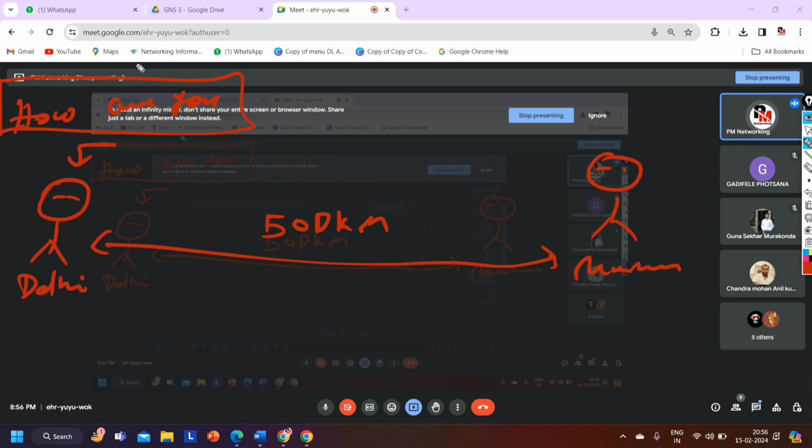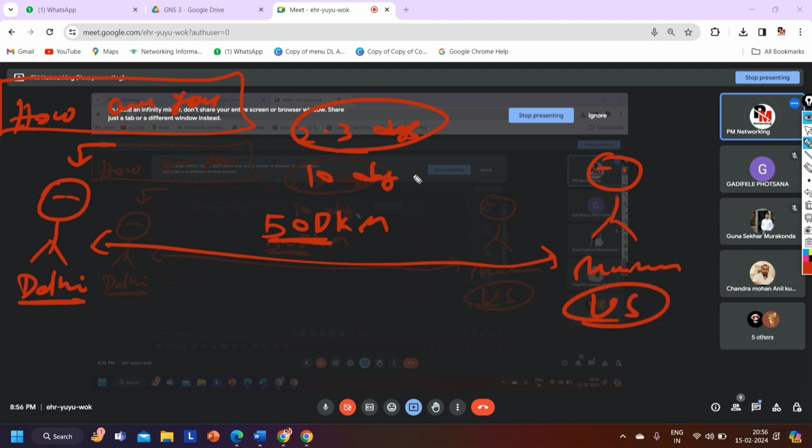Without network, he will write a letter, right? He will send that letter to the postman. The postman will deliver to Mumbai. Again, the postman will deliver to this Mumbai guy. It will take how much time? 2 to 3 days minimum, right? Distance is only 500 kilometers. If this guy is in India and this guy is in, let's say, the US, then maybe it will take 10 days, 15 days, 20 days, correct?